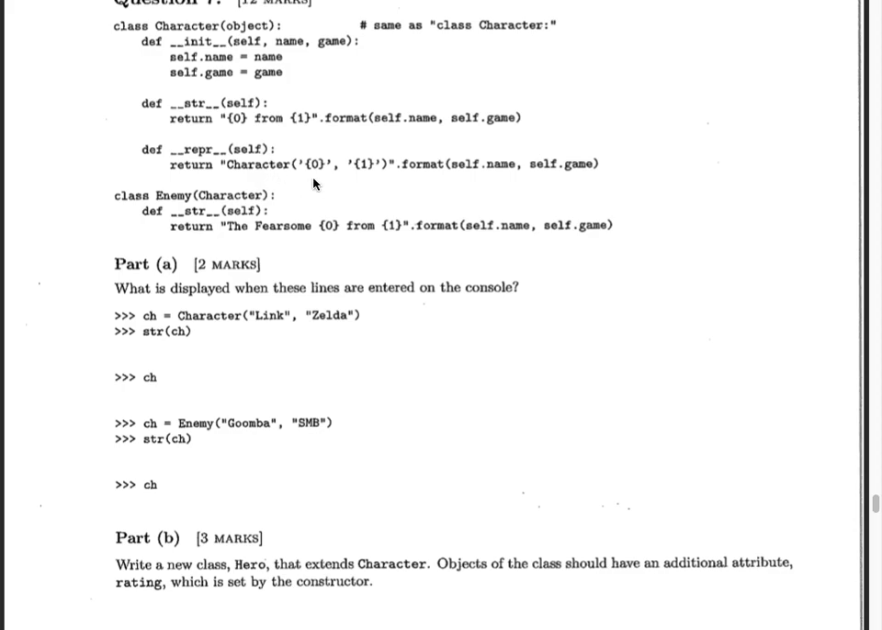Yeah, character, tuple, Link, Zelda. Okay, so what does an enemy do? CH is an enemy. It's a Goomba from Super Mario Brothers. If I ask for the string representation of it, it's going to return the fearsome Goomba from Super Mario Brothers. And if I ask for what its representation is, what is its representation? It doesn't have a representation. That is correct. So what prints in that case? What is the default representation for a class?